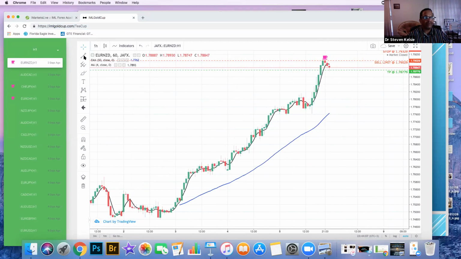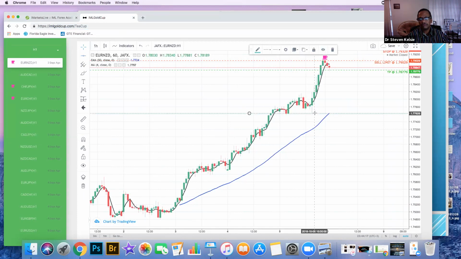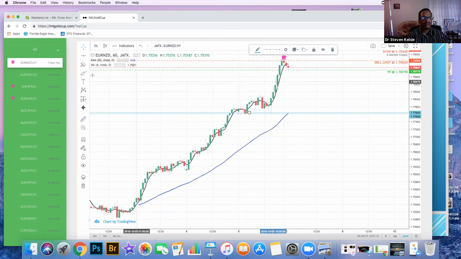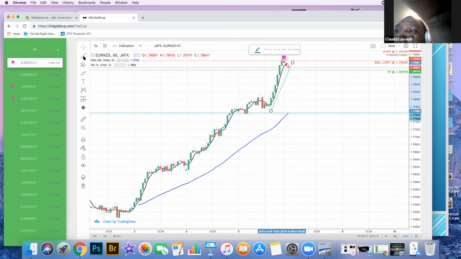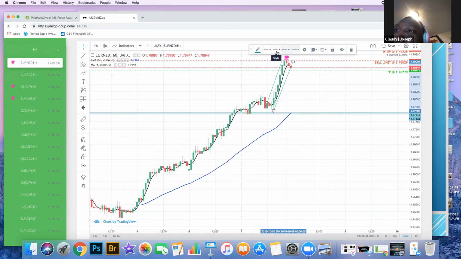Everybody see this 1 hour, right? What did I show you on this? What is this? Tell me if you know what this is. The support. Support and what else? The resistance. What is this line I'm drawing out? The resistance.